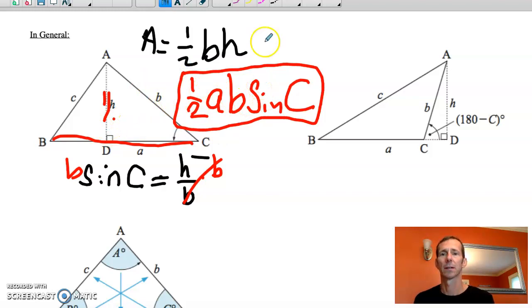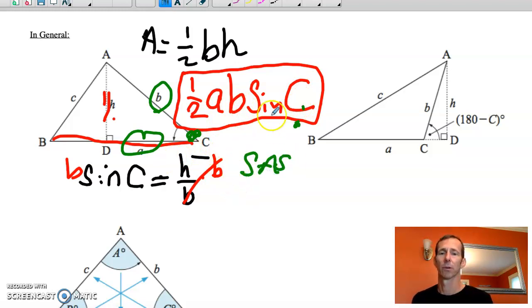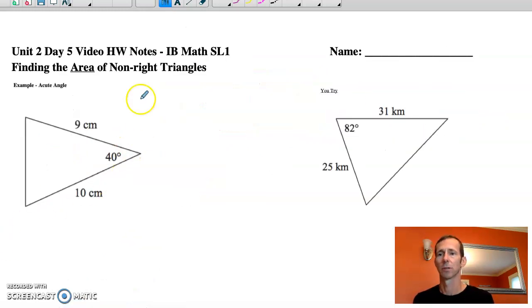The key here is recognizing that this angle C right here is in between the two sides A and B. So it is the included angle. We're talking basically about having side angle side, and that's what allows this to work. It could also work over here with an obtuse triangle. So now we're going to apply this formula to our first example.